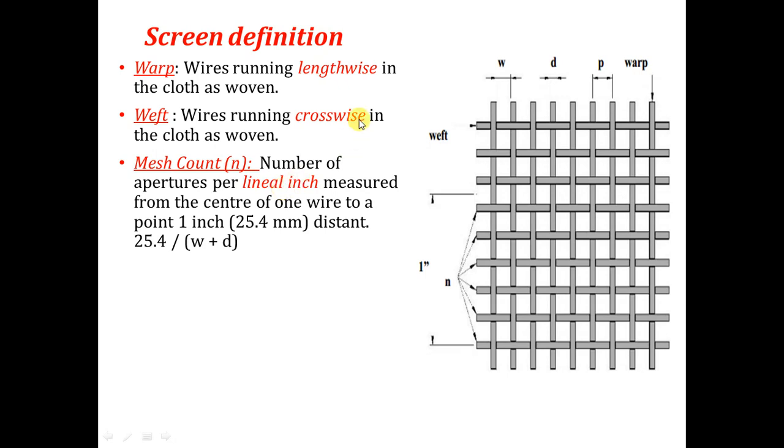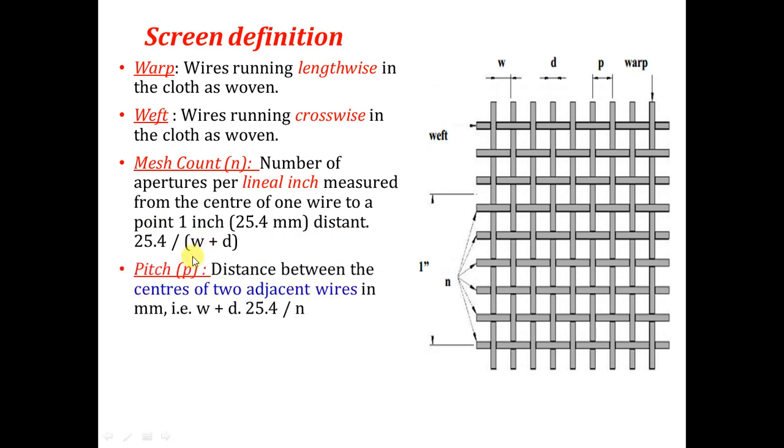So the mesh number, or mesh count, N, equals the number of apertures or holes per linear inch, measured from the center of one wire to a point 1 inch away. What's the meaning of pitch? Pitch here is the distance between the centers of two adjacent wires. For example, from here to here, it's called the pitch.